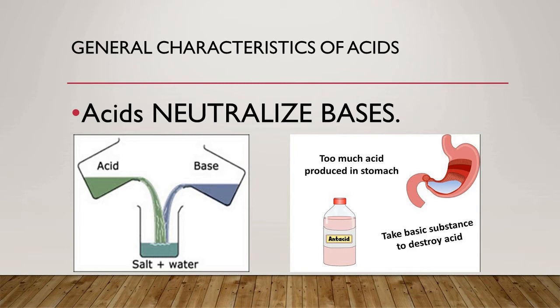One application of this is if we have hyperacidity in our stomach. So how can we decrease the acidity in our stomach? It's simple. We are going to take antacids, or we call it antacid, which is basically a base. This will help destroy or balance or neutralize the acid in our stomach so that it will get back to a normal level.